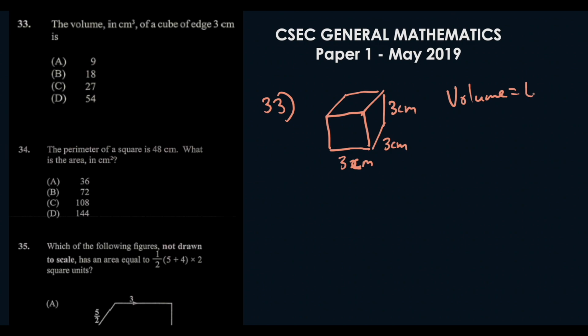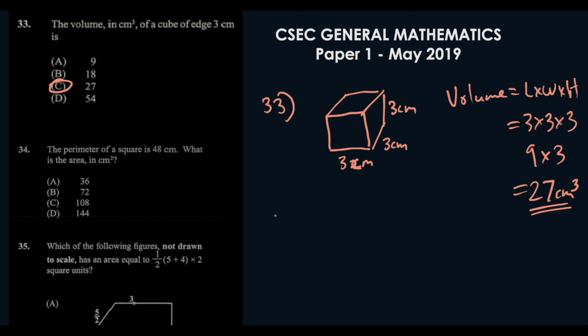Alright, so for this particular one, it says the volume in centimeters cubed of a cube of edge 3 centimeters. Kind of ironic, it says 3 centimeters for number 33. So let's try to draw a cube. If it's a cube, that means all sides are the same. So the volume of a cube is going to be length times width times height. In this case, all of it is 3. So 3 times 3 times 3. What's 3 times 3? 9. 9 times 3, 27. So 27 centimeters cubed. So if we look at this, we have that answer, which is C.